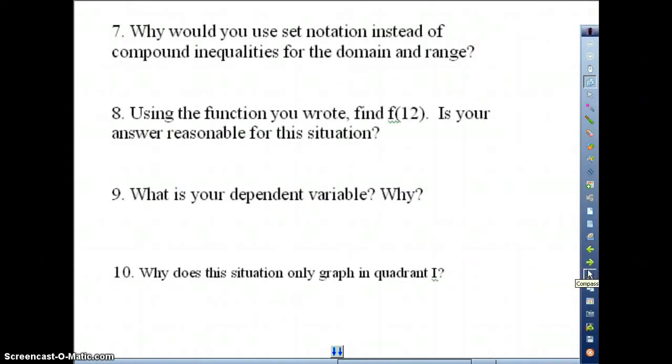Why would you use set notation instead of compound inequalities for the domain and range here? Because it's a certain number and you're not doing graphs. Yes, because our graph is discrete. You would use compound inequalities if you have a continuous graph.